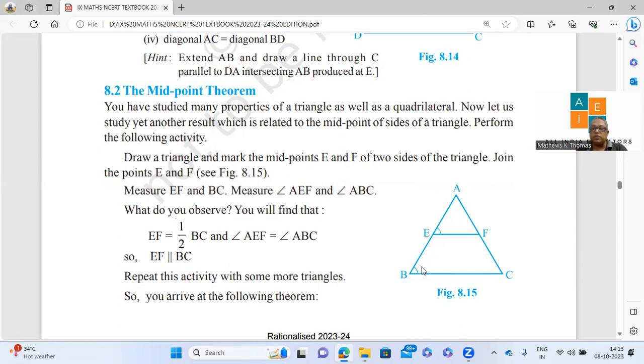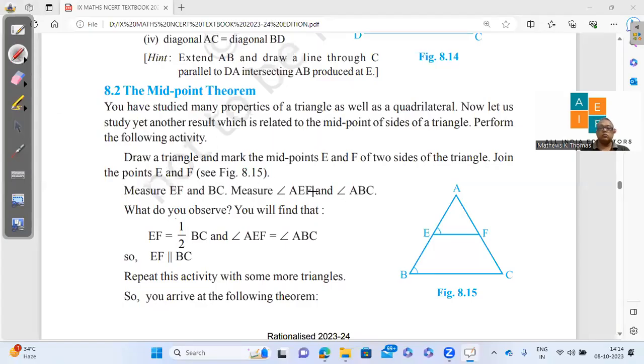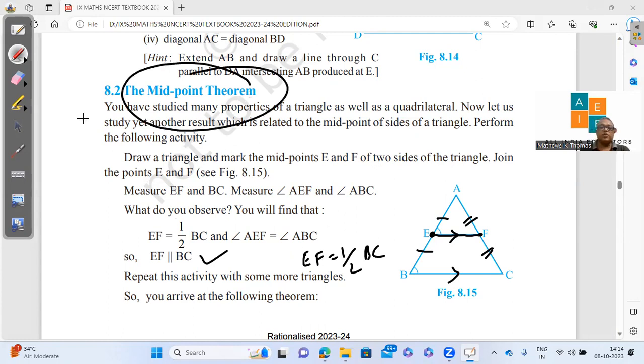So E is the midpoint of AB, F is the midpoint of AC. When I join E and F, this line is going to be parallel and half of the third side. So if you look at this triangle ABC, E is the midpoint, so AE and EB are equal. And if you look at this side AC, F is the midpoint, so AF and FC are equal. So as per the theorem, if I join these midpoints, then this line is going to be parallel to BC, and this line EF will be half of BC. So this is the midpoint theorem.